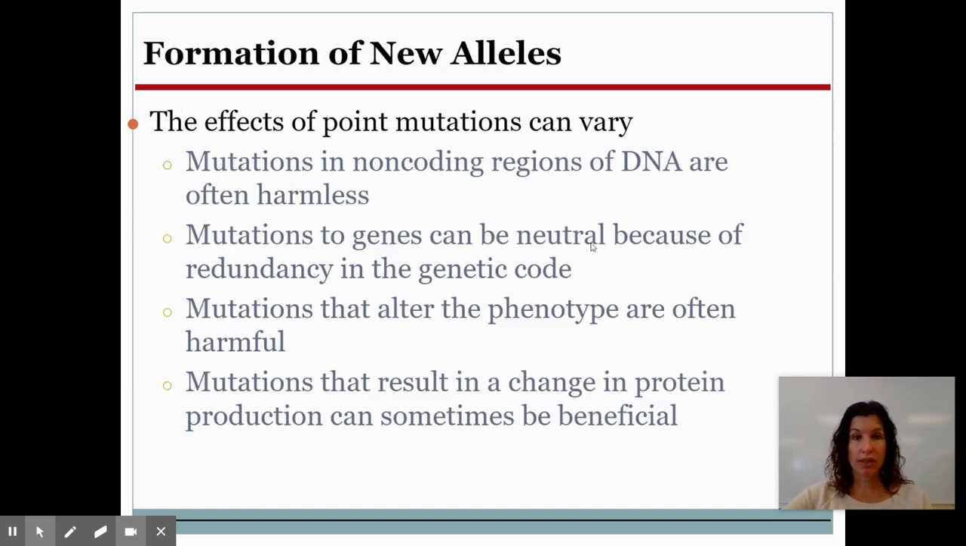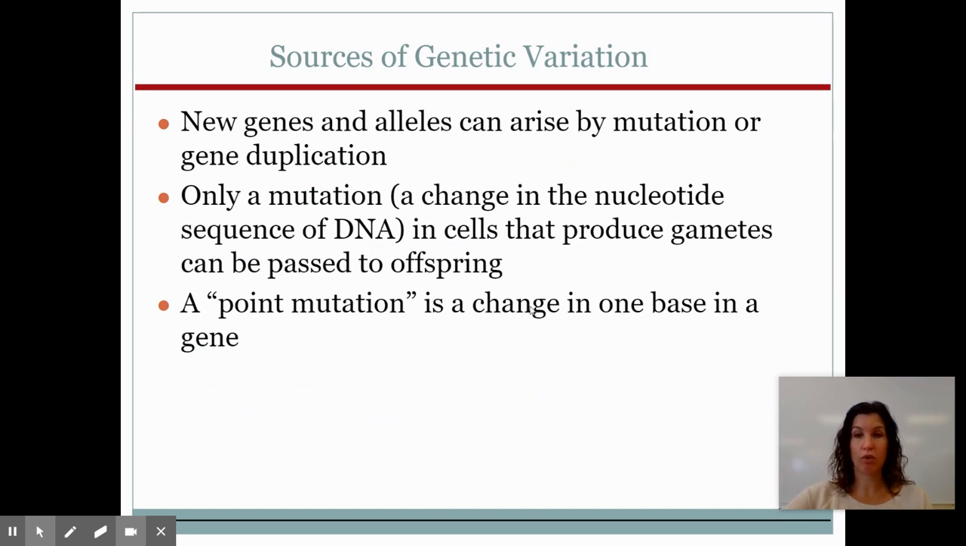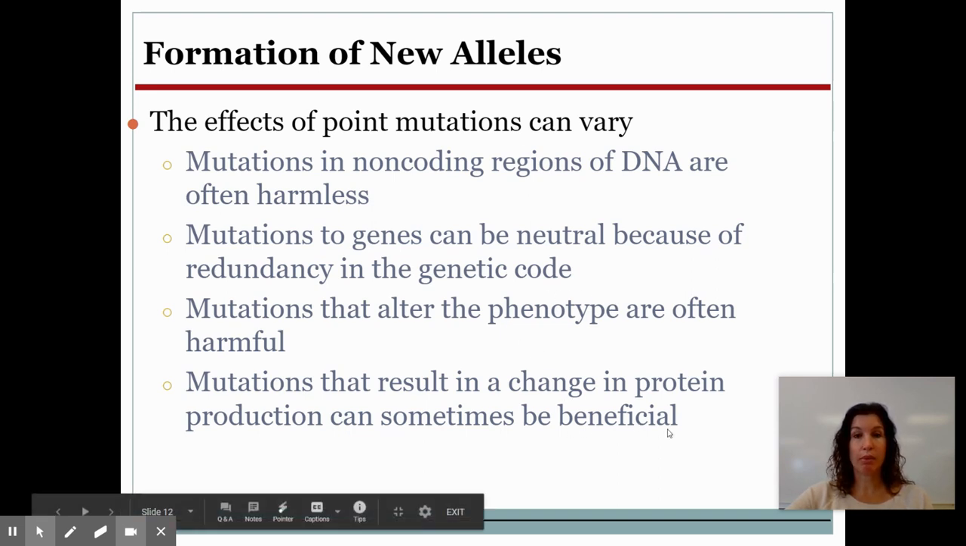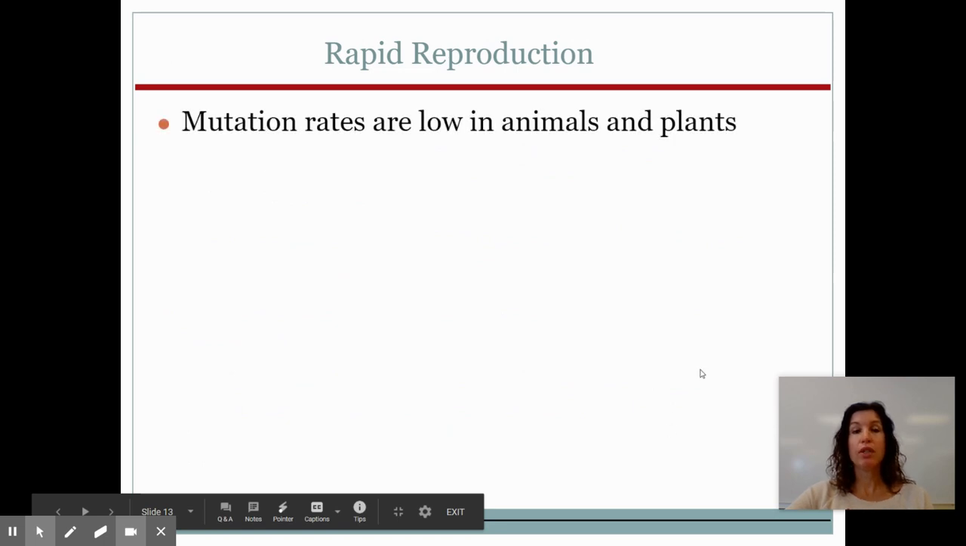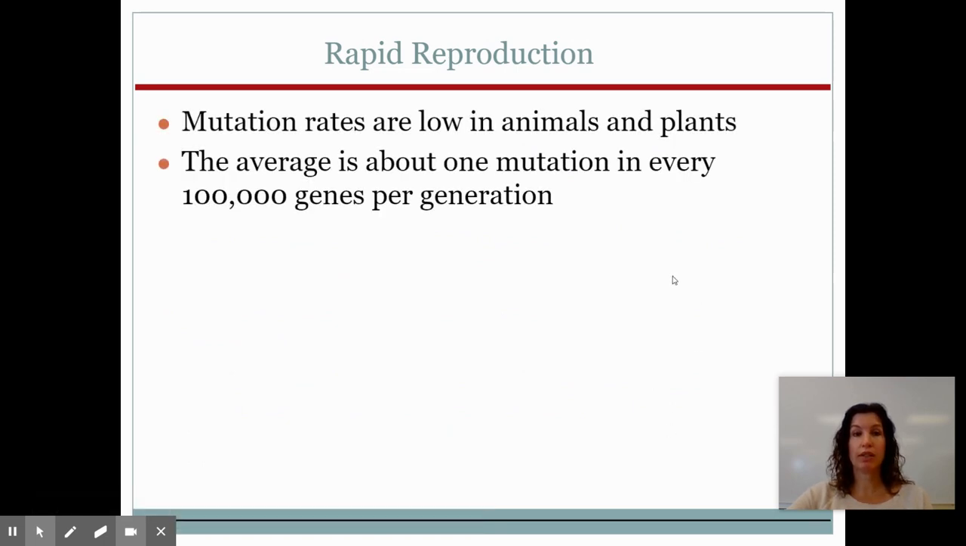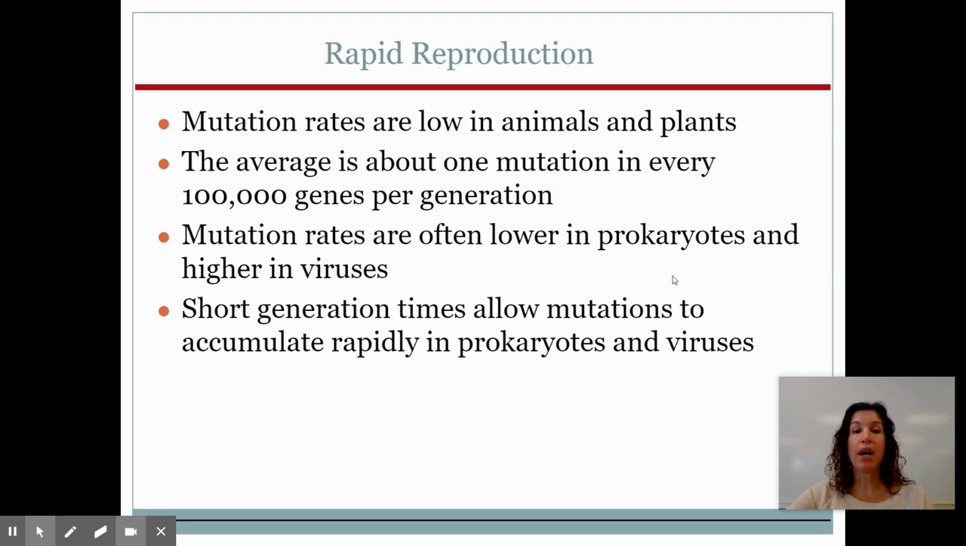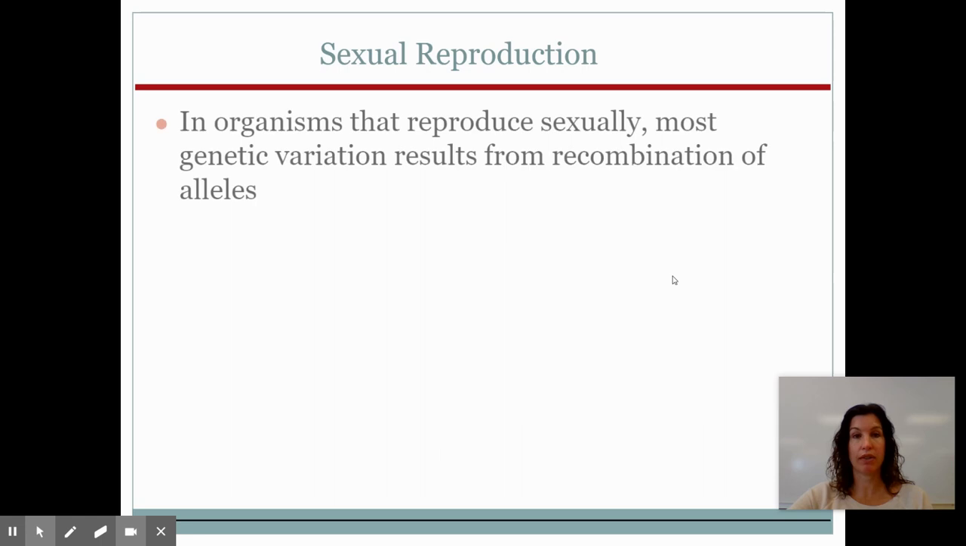The effects of point mutations can vary. Remember, a point mutation is a change in one base. Those mutations can be neutral, so it might not have a cause. It could be harmful, if the mutation alters the phenotype, but it could also be beneficial. Mutation rates are pretty low in animals and plants. The average is about 1 mutation in every 100,000 genes per generation. Mutation rates are often lower in prokaryotes and higher in viruses, but those short generation times allow mutations to accumulate rapidly in prokaryotes and viruses.